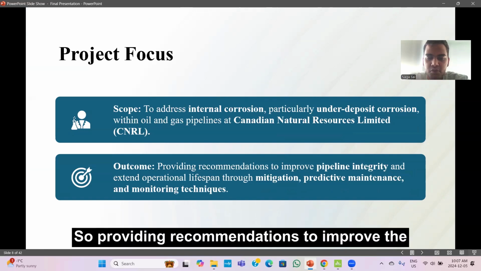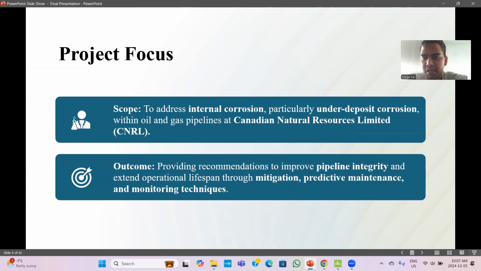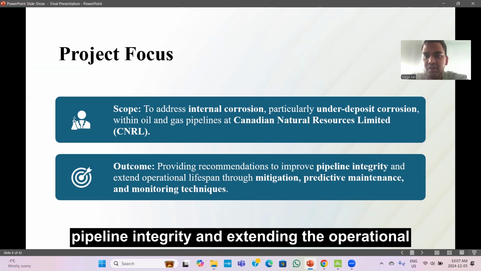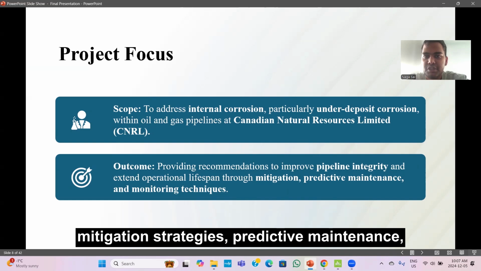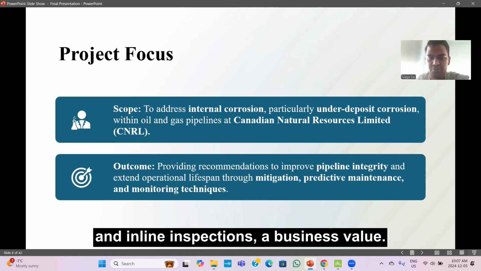Outcome. Providing recommendations to improve the pipeline integrity and extend the operational lifespan of the pipeline with the use of mitigation strategies, predictive maintenance, and inline inspections.